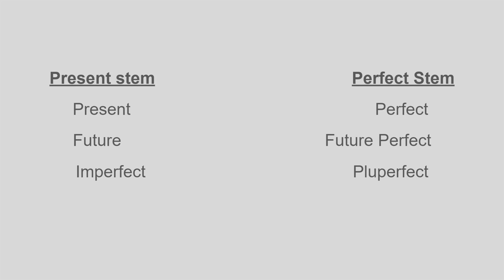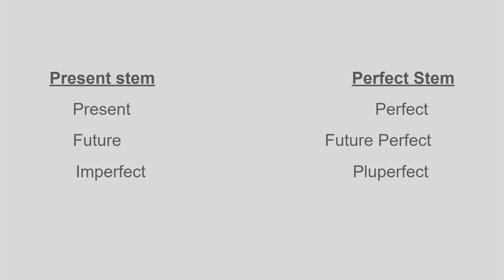So hopefully this helps you to see which ones use that first principal part, so the ambulo. So with present, you just add ambulo, ambulas, ambulat. For the future, if it's first and second conjugation, use ambulabo, ambulabis, ambulabit. If it's third and fourth, use traham, trahes, trahet. And for the imperfect, it's the present stem as well, and it's ambulabam, ambulabas, ambulabat.